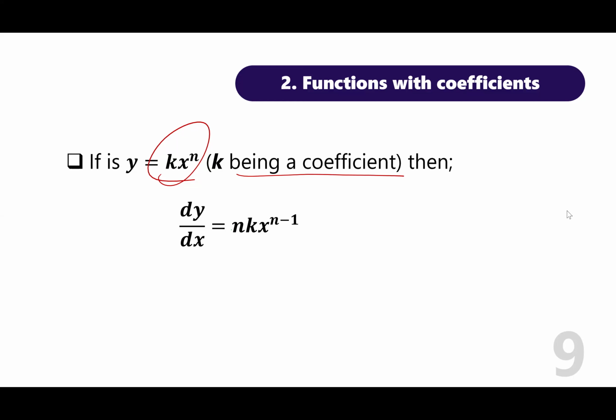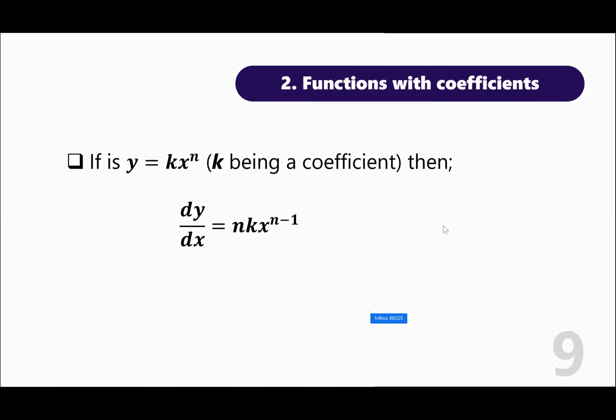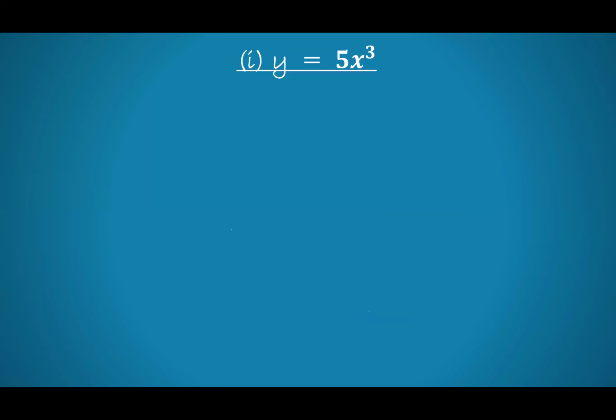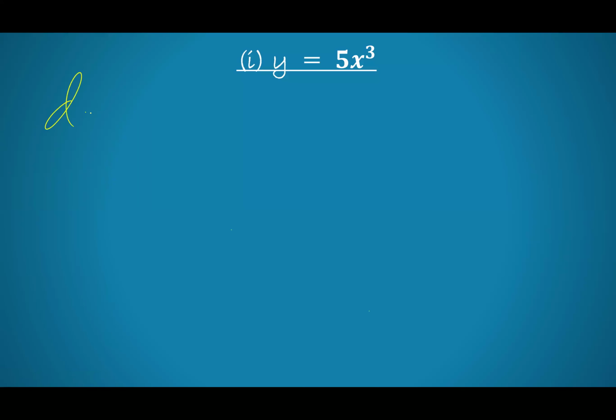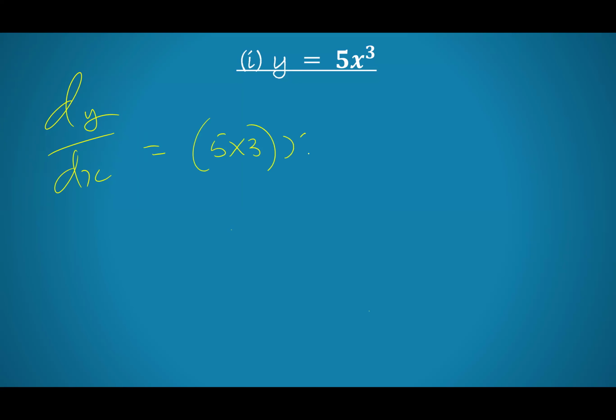Okay, let us explore. If we have y is equal to 5x to the power 3, dy/dx is going to be 5 times 3, x to the power 3 minus 1. And that's going to give us 15x squared.